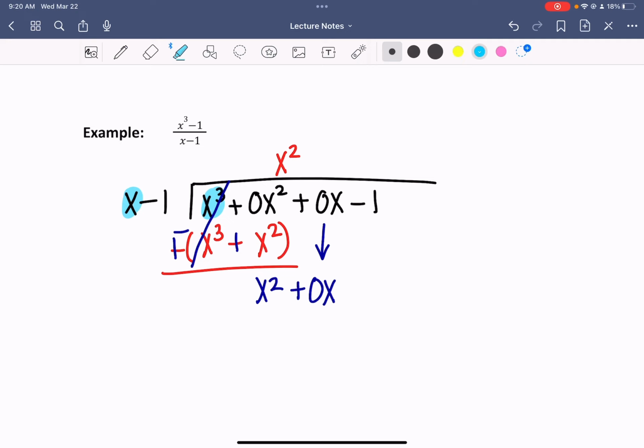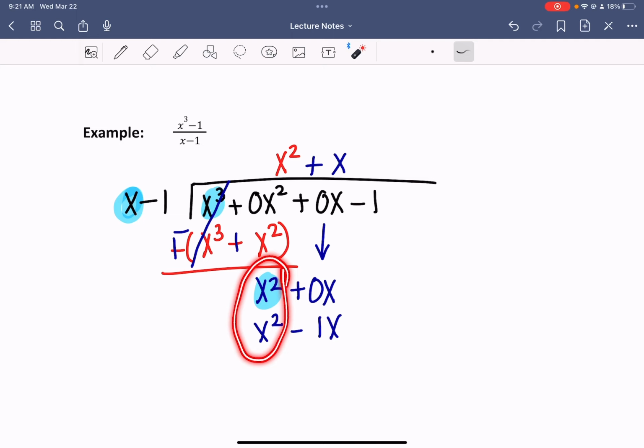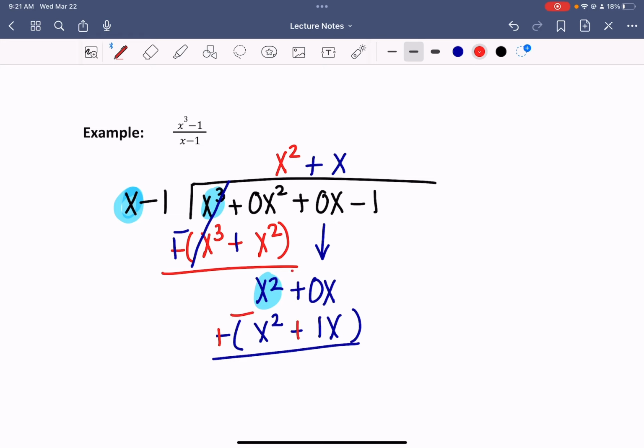Compare again. So I'm looking at this x squared and my x out front. x times what would give me x squared? That's a positive x. And then multiply. That gives you x squared minus 1x. Our goal is to create the same right here, because then when I go to subtract this whole thing, change all the signs, that piece will cancel. That leaves me with 1x, and then I bring down that next term of minus 1.